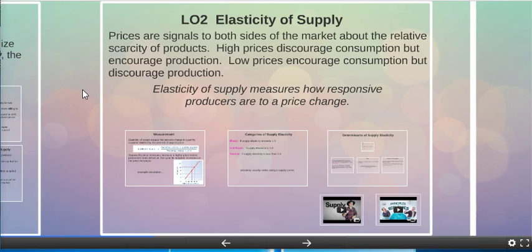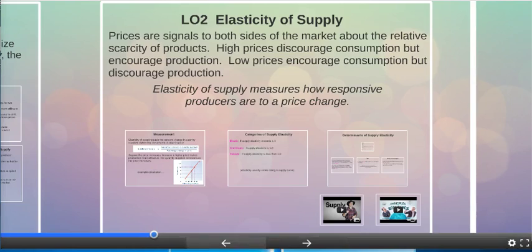So prices are signals to both sides of the market about the relative scarcity of products. High prices discourage consumption but encourage production. So high prices discourage you and I, but they encourage the suppliers or the producers. Low prices encourage consumption but discourage production. So low prices encourage you and I to buy it, but suppliers don't want to make stuff that costs little money. Elasticity of supply measures how responsive producers are to a price change.